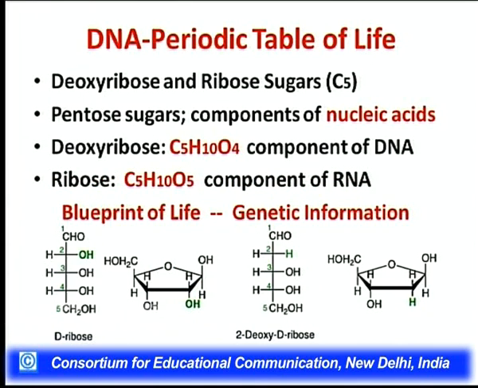Now let me take up 2 more interesting examples of sugars, which are C5 sugars: deoxyribose sugars and ribose sugars. And you know that these sugars are components of nucleic acids. That is, C5H10O5 ribose is a component of RNA, and deoxyribose, C5H10O4, is a component of DNA. And we all know that it is this DNA which carries the genetic information. This is in fact the blueprint of life. So we can also say that DNA is the periodic table of life. That is, in it, all the components have a specific position, and because of this specific position, they carry the genetic information.